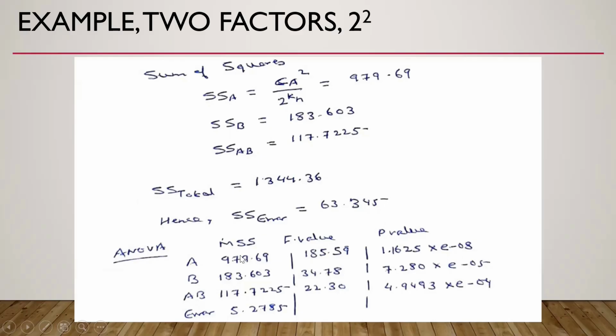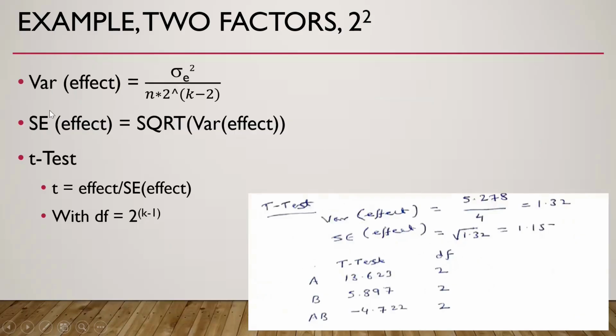So factor A is significantly affecting response, factor B is significantly affecting response, and there is significant interaction between A and B. So all these three values are significant.